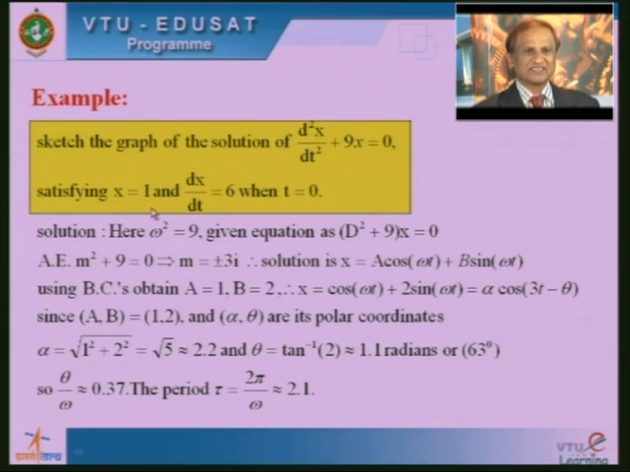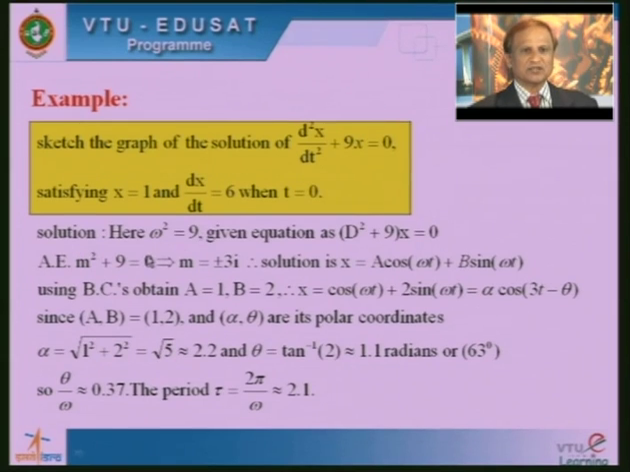Satisfying x is equal to 1 and dx by dt is equal to 6 when t is equal to 0. Friends, as usual, we can obtain the solution here. Omega square is equal to 9. So, the given equation can be written in symbolic form. As usual, we replace d by dt with capital D, so D square plus 9 into x is equal to 0. This equation we call the symbolic form of the given equation.